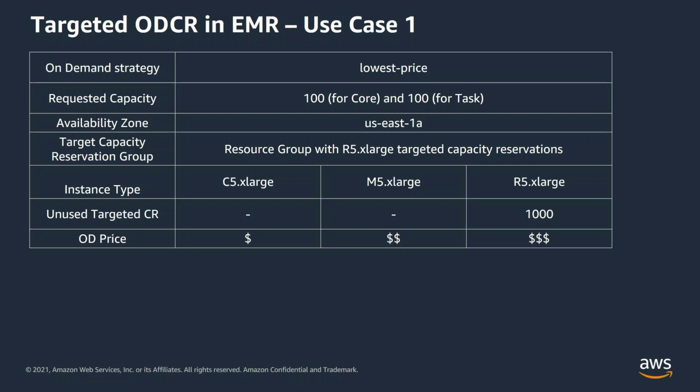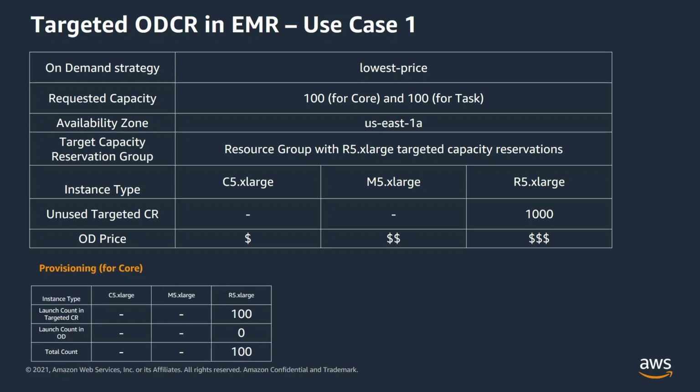In this use case, your account has 1,000 unused instances in the targeted ODCR for the R5 extra large instance type in US East 1A, and you have chosen the use capacity reservation first option. You specified 3 instance types in your request: the R5 extra large, C5 extra large, and M5 extra large. C and M cost less than R in this example, but C and M don't have targeted ODCRs, and only R does. You requested a capacity of 100 instances for core nodes and 100 instances for task nodes.